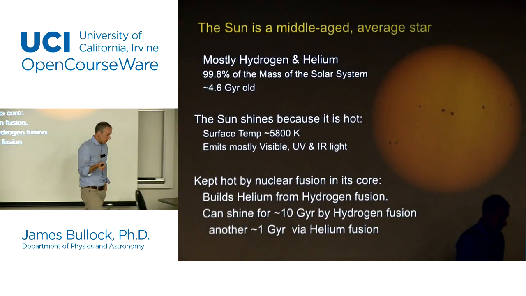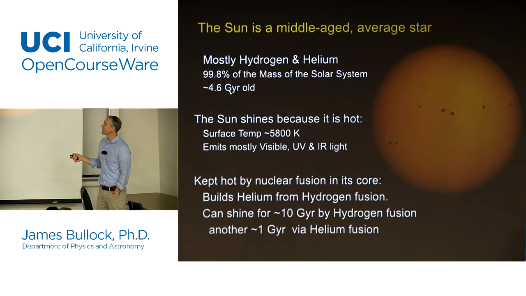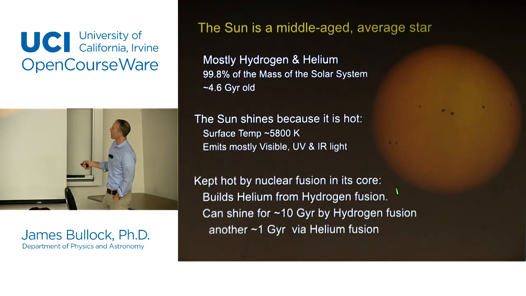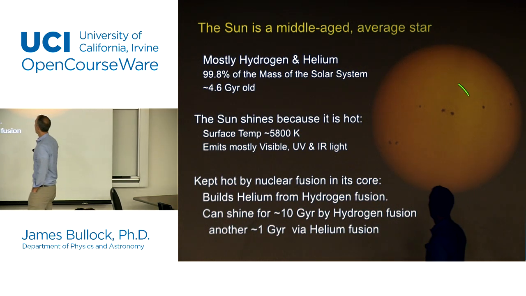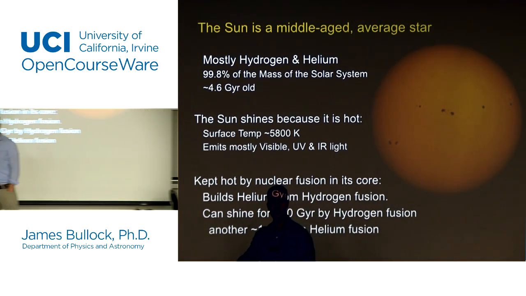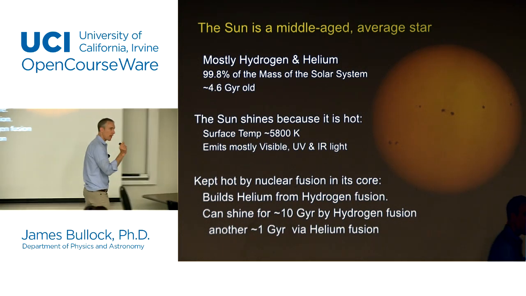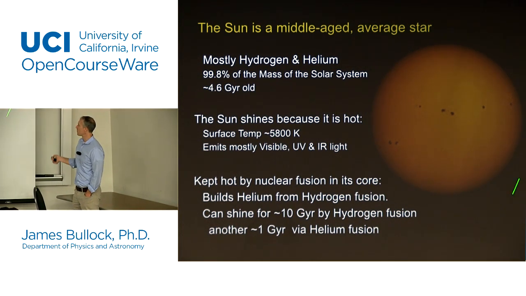Now, the Sun, what's the deal with the Sun? The Sun is mostly hydrogen and helium. It's 99.8% of the mass of the solar system, and it's 4.6 gigayears old. Almost all of the mass in the solar system, including that of Jupiter, is in the Sun. So the Sun dominates by mass by far. Nothing rivals the Sun in terms of its mass.